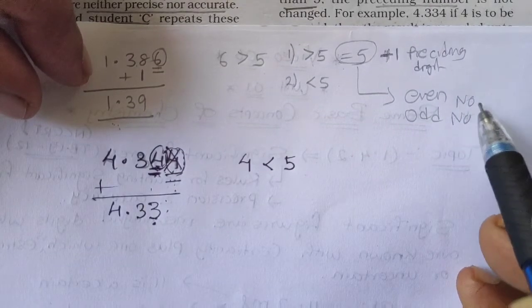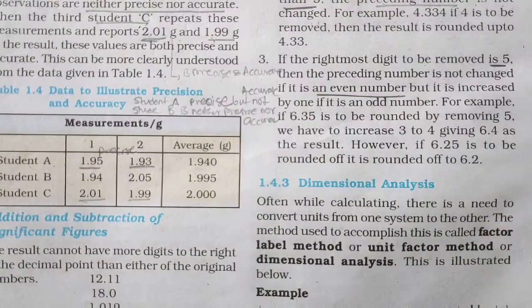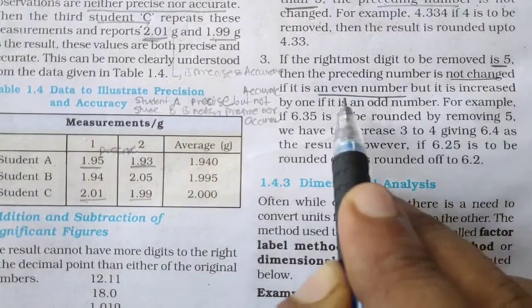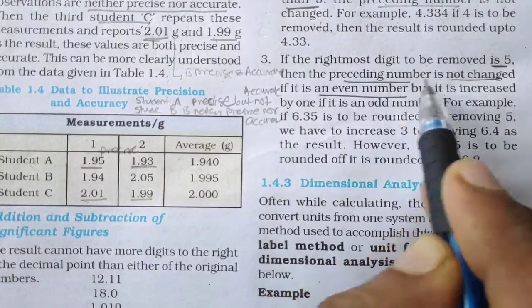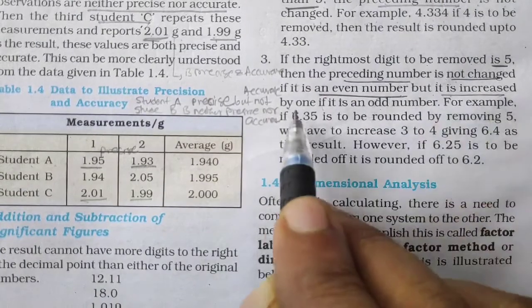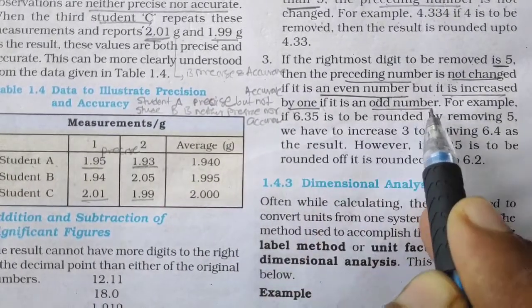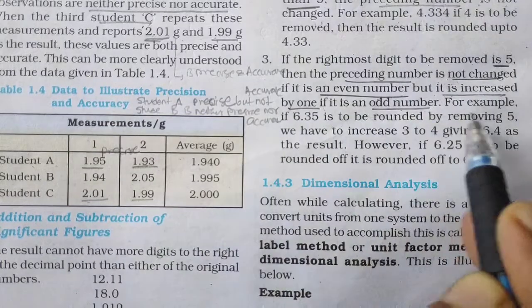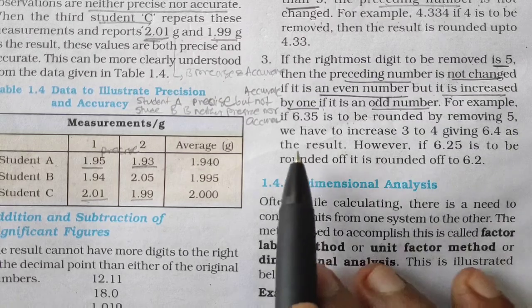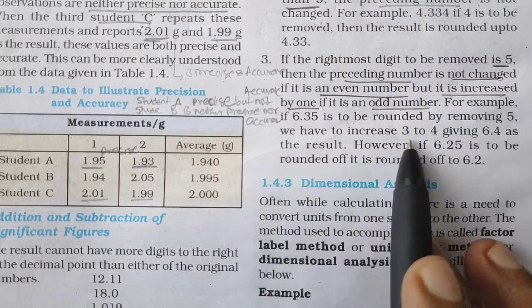Understood? Now what is this even and odd? I will explain it through an example. See what is written here: if the preceding number is even, then no change will be there. But it is increased by 1 if it is an odd number. Odd means which one? The preceding number. For example, they have given here 6.25 to be rounded off by removing 5. Clear? So here we have to increase 3 to 4.